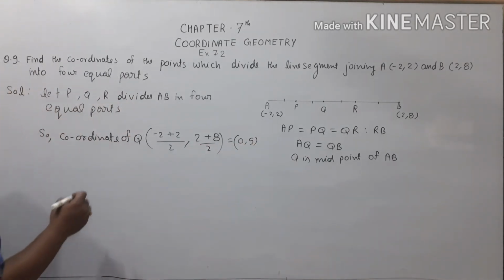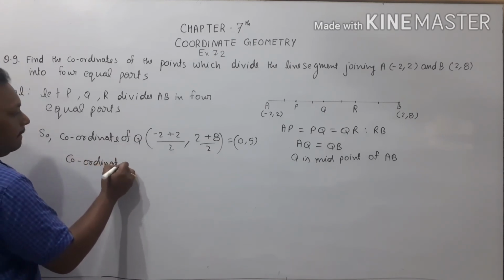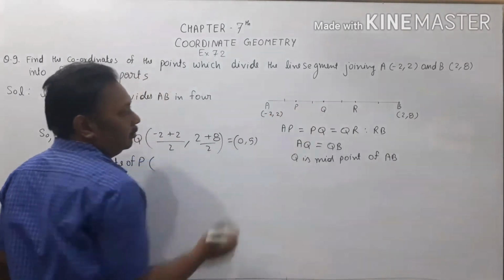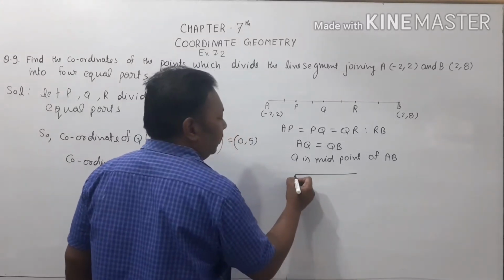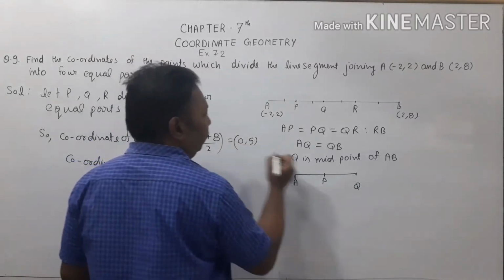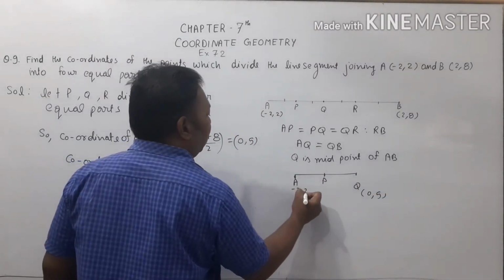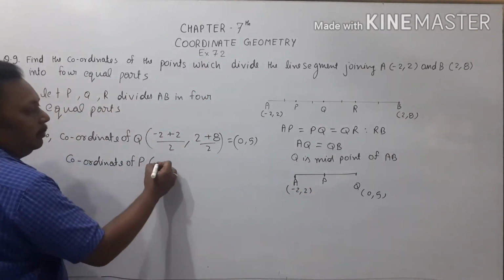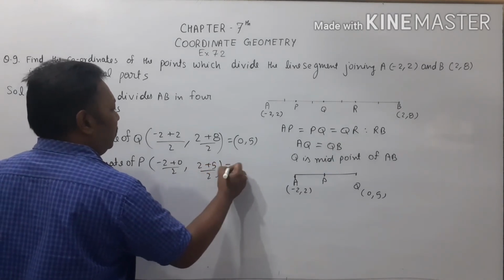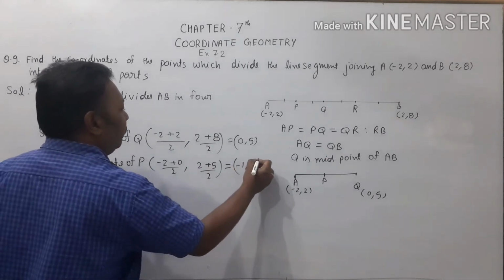Now we find out the coordinate of P. So P is the midpoint of AQ. This is A, and this is Q, and P is the midpoint. Coordinate of Q is (0, 5). We take A as (-2, 2). So coordinate of P is ((-2 + 0)/2, (2 + 5)/2). That is equal to (-1, 7/2).